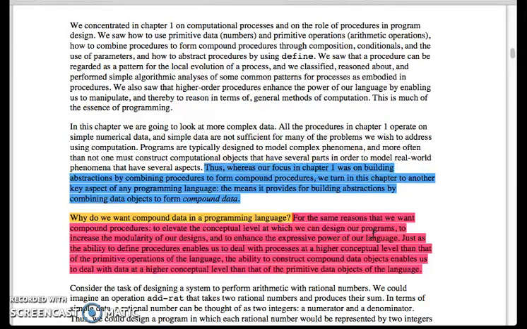We also saw that higher-order procedures enhance the power of our language by enabling us to manipulate and thereby reason in terms of general methods of computation. This is much the essence of programming.